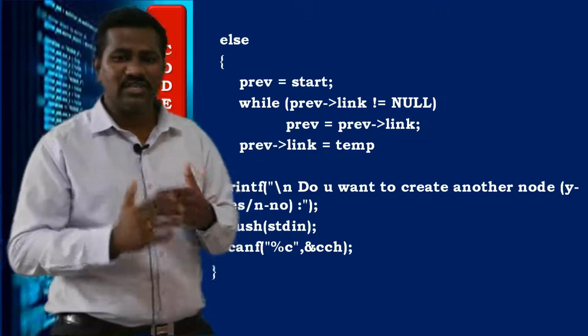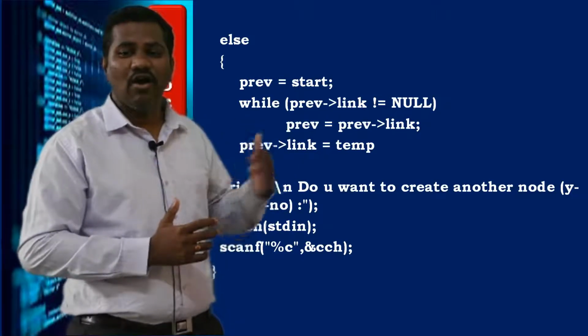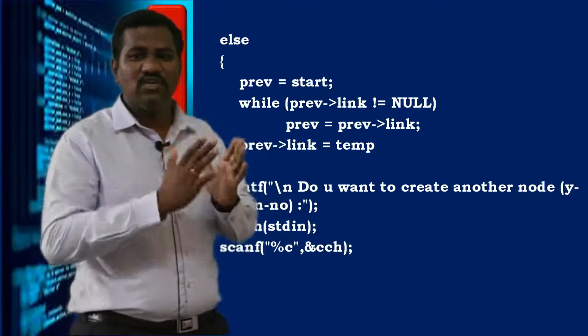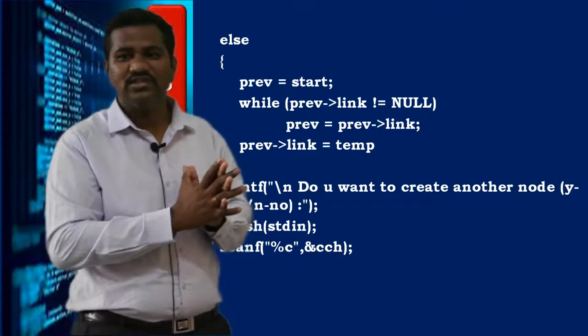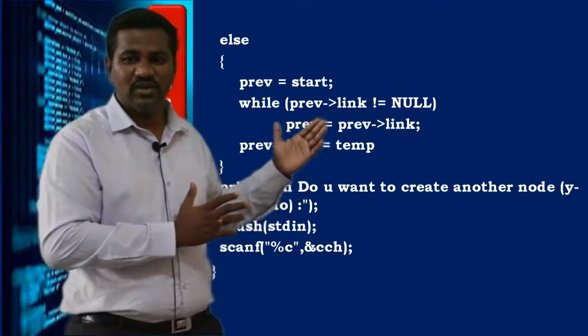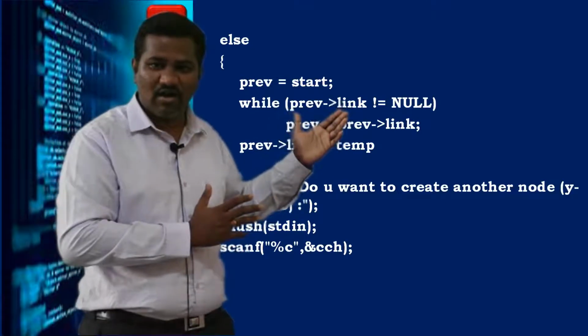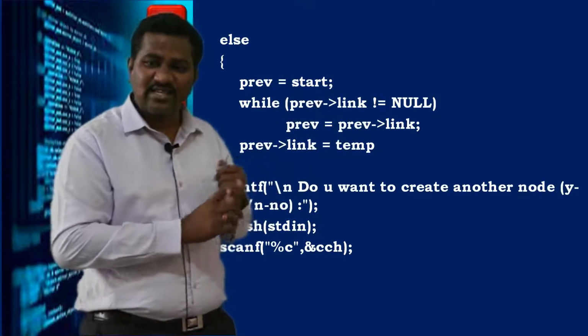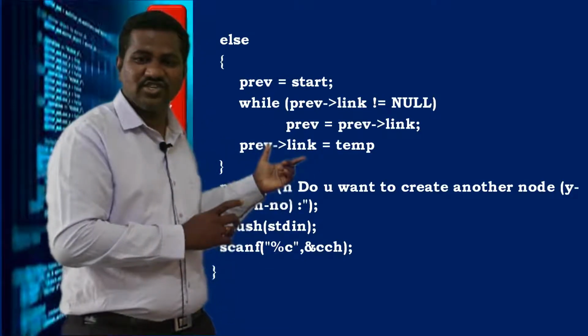When you create the second node, third node, fourth node, the else part is always executed in such a way that we make previous point to the start variable, that is the first node. From that we check whether the first node's link part contains null or not. If the first node's link part contains null, then that acts as the last node, and this condition is going to be executed.